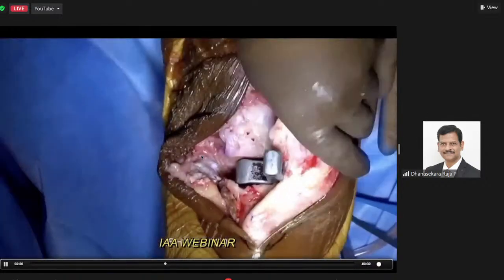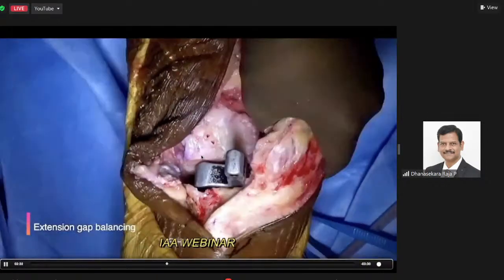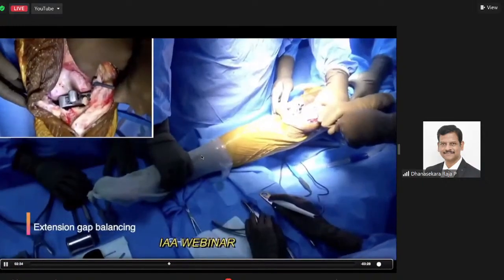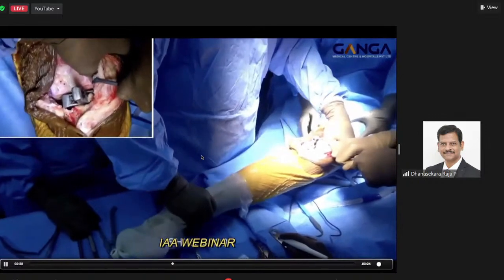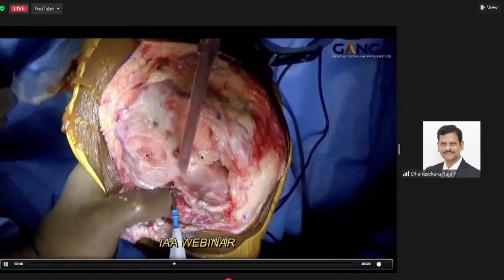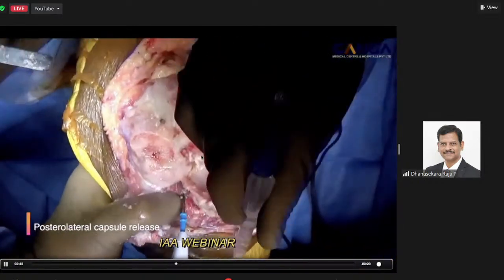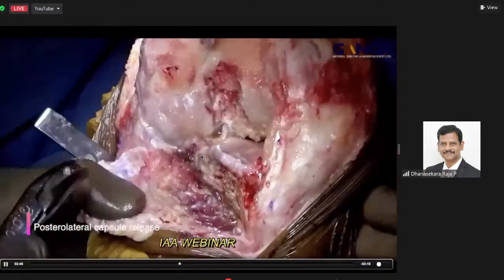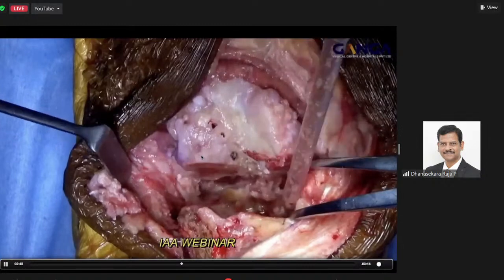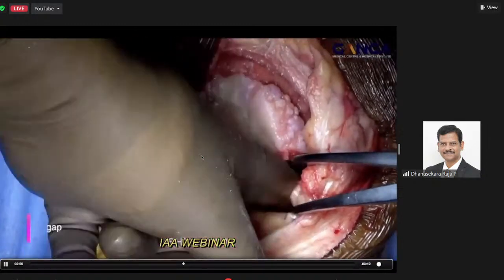So now we check the extension gap. Laterally it is just going in, medially it's opening up. You can see the valgus stress, medially it's opening. Now you do the posterolateral capsule release, where we keep rotating the tibia internally and then expose the posterolateral corner. And then you check the gaps again.